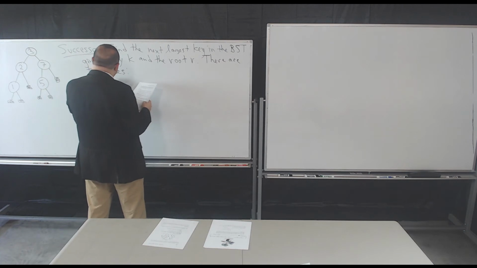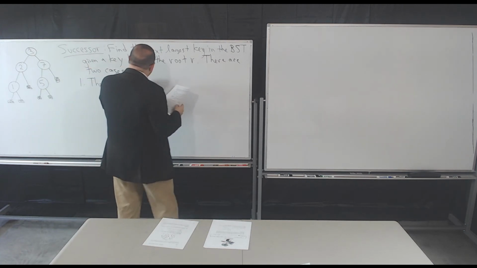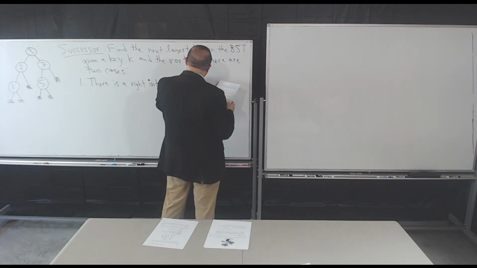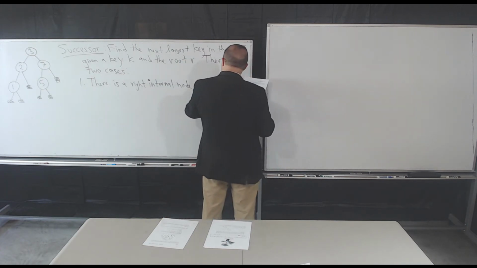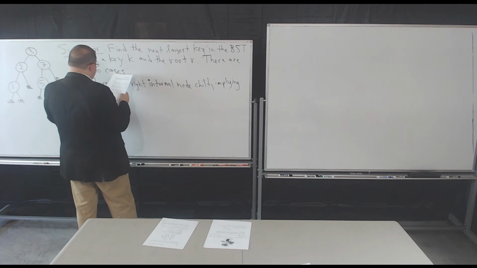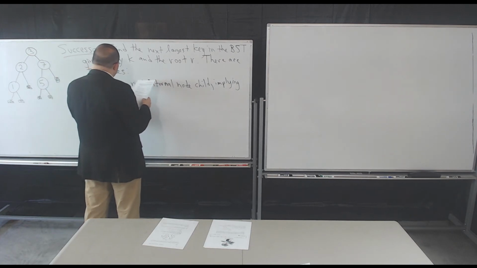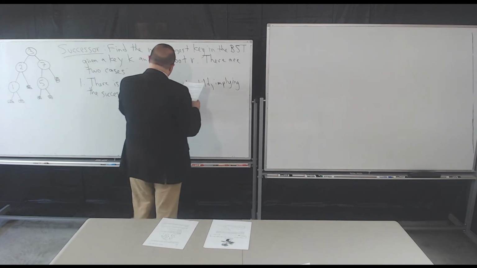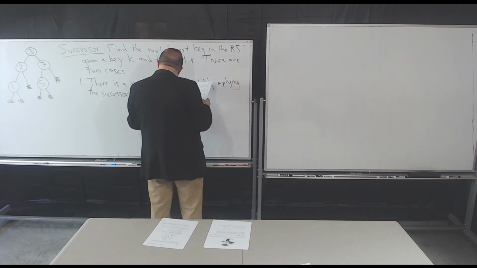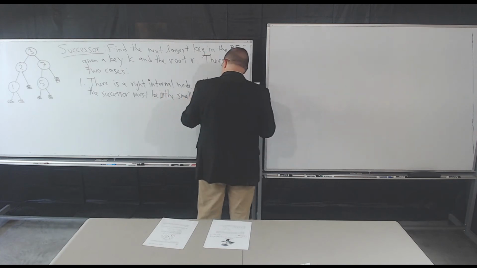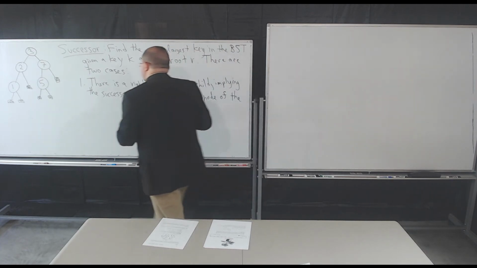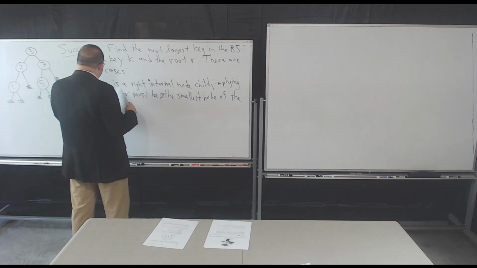First one is the easy one. There is a right internal node child, implying the successor must be in the smallest node of the right child. Remember, this is exactly the one we used in case 2 of remove.